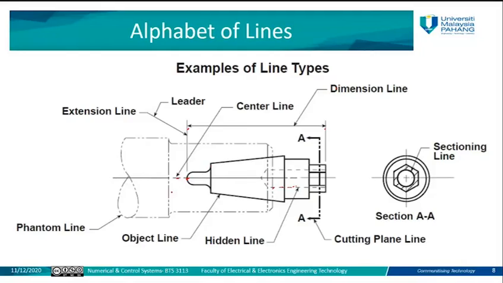If they want to represent some part of the product which needs to be represented by a phantom line, they have to use the phantom line. A hidden line also they have to use. So these types of lines are standard lines, and they will be repeated in all types of engineering drawings.